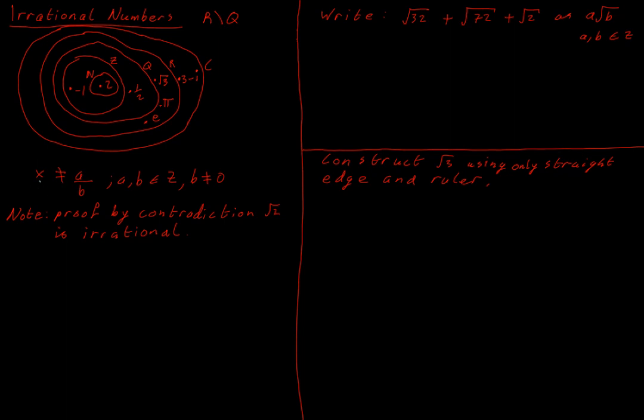And the formal definition would be some number which is not equal to a over b, where a and b are elements of Z, are integers, and b is not equal to 0. So b cannot be equal to 0 because we can't divide by 0.